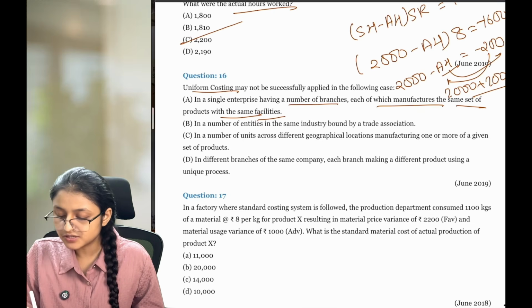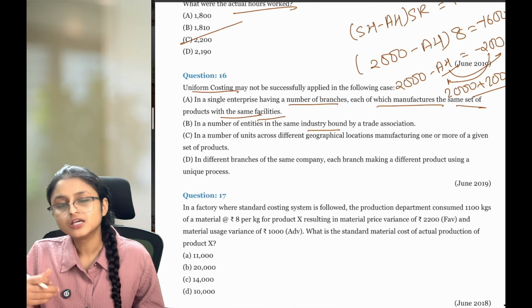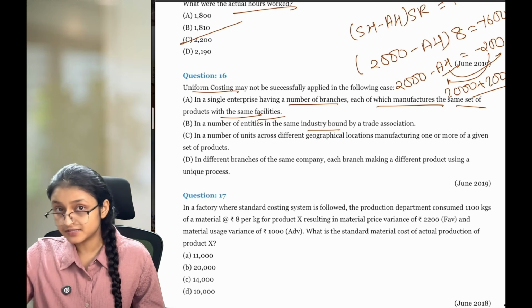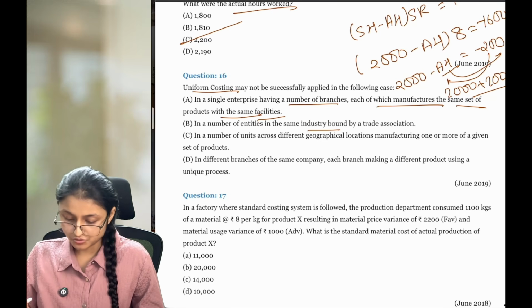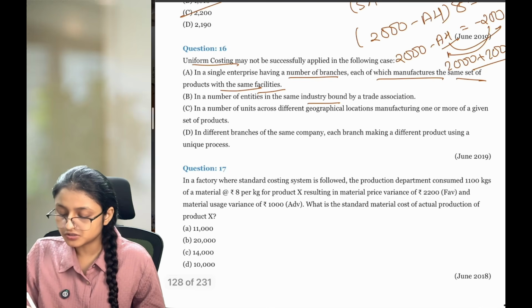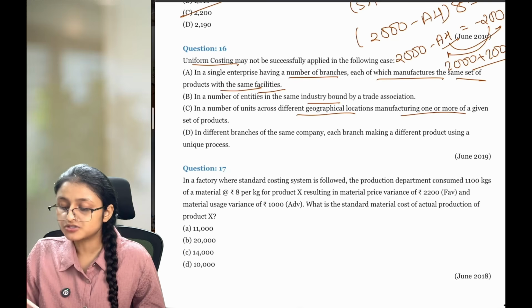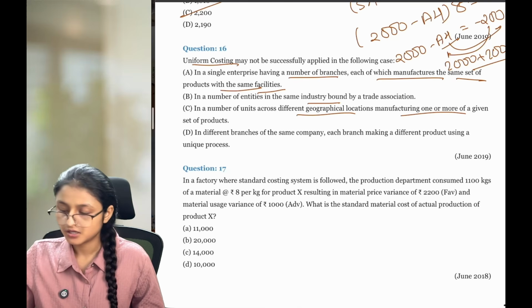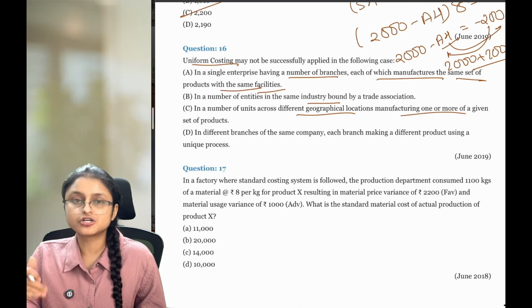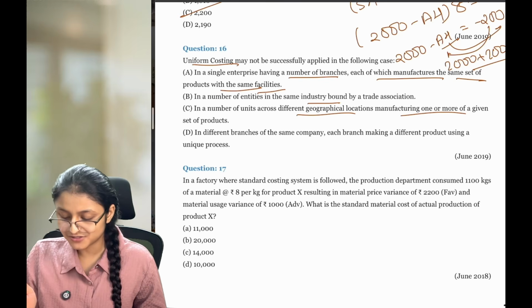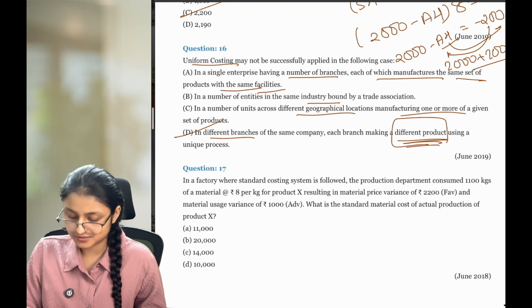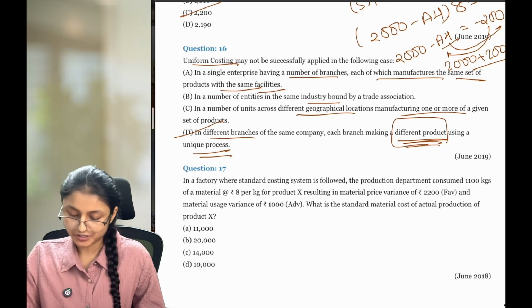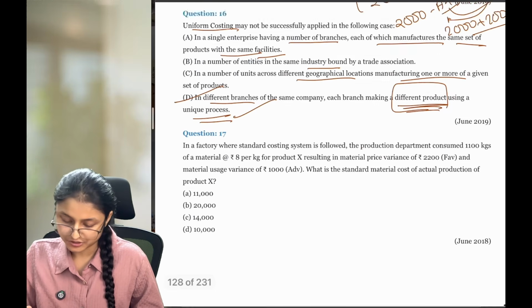In a number of industry in the same entities in the same industry, if they are there in the same industry, that means they are manufacturing the similar kind of product. Hence, you can apply uniform costing here. In the number of units across different geographical location, manufacturing one or more of a given set of product. So a similar set of product is manufactured by them. Hence, here also you can apply uniform costing. So uniform costing is not applicable when you have different products using a unique process for different products. Hence, you can't use uniform costing here.